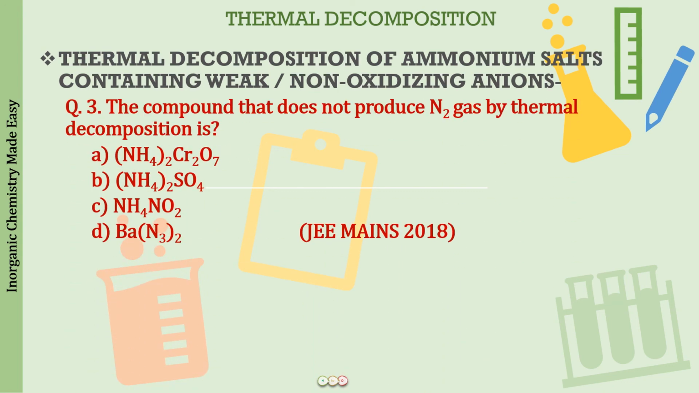Next, we have a very similar question that was asked for the JEE Mains 2018 examination. The compound that does not produce N2 gas by thermal decomposition is, and now this should be very easy because the 4th choice I've already told you in the last question, and the rest 3 you already know. So Cr2O7 2 negative, this is going to be an oxidizing anion, nitrogen gas will be produced. Sulfate ion, non-oxidizing, nitrogen gas will not be produced. NO2 oxidizing, again N2 gas will be produced, and barium azide, nitrogen gas will be produced. So the correct option is going to be B choice.